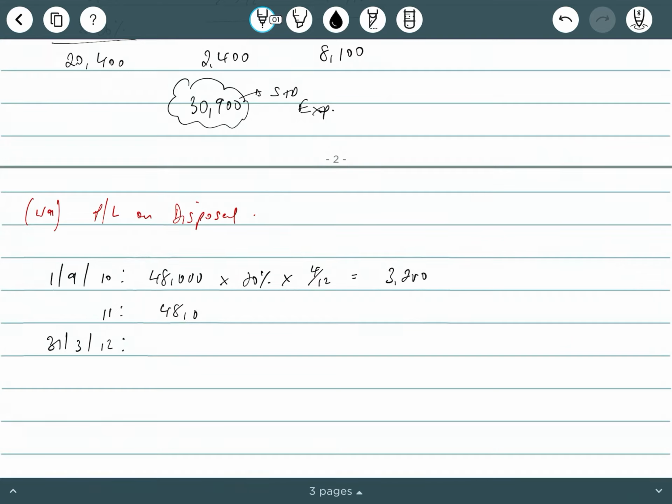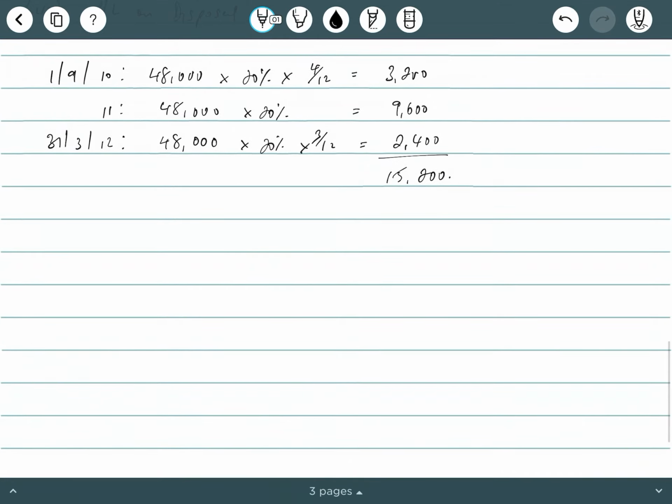In the year 2011, we had it for the full year, so that gives us 9,600. And for the year 2012, which is the year of disposal, we've already worked that out above: 48,000 by 20% by 3 over 12 gives you 2,400. And those three figures will give you your total accumulated depreciation on this motor vehicle, which is 15,200.